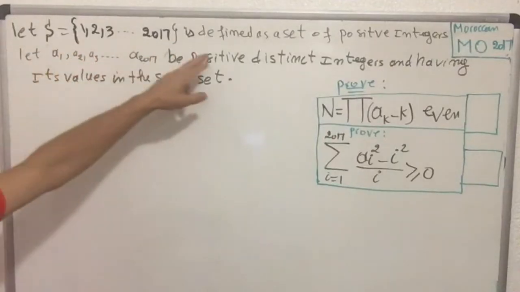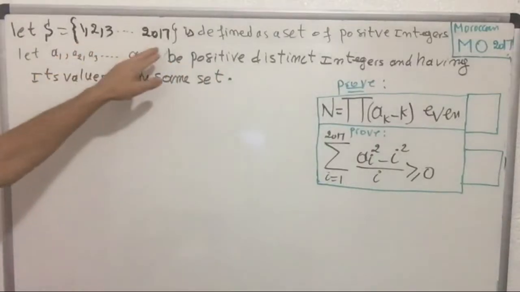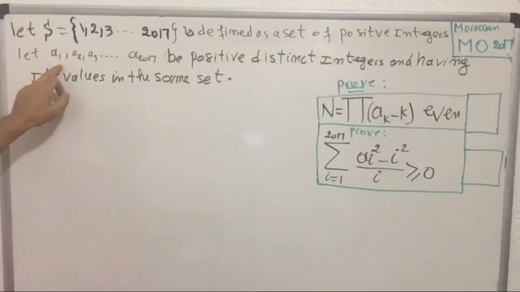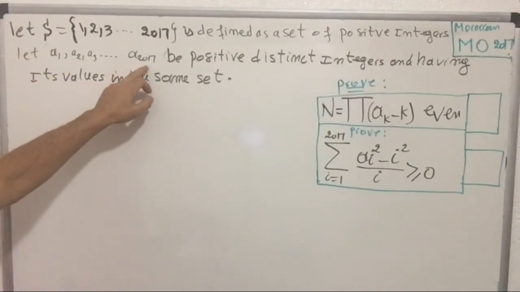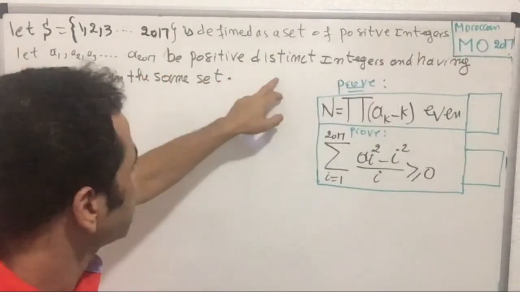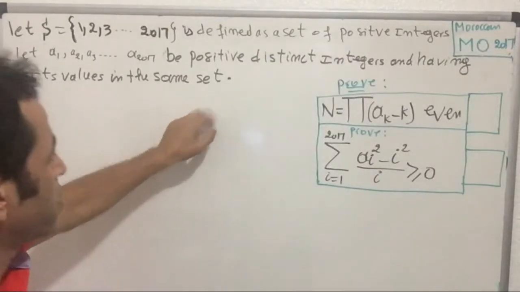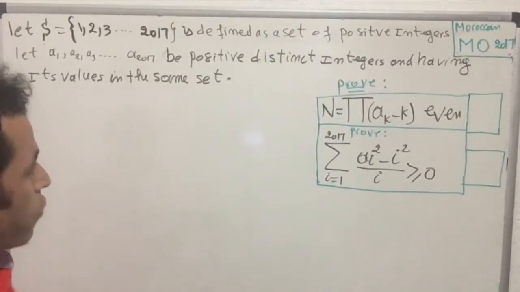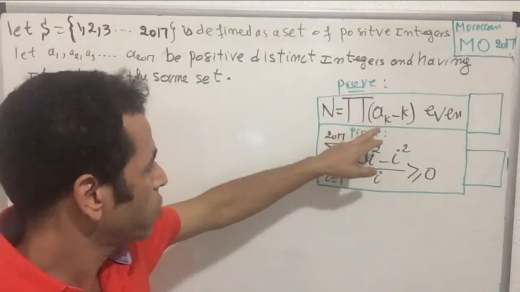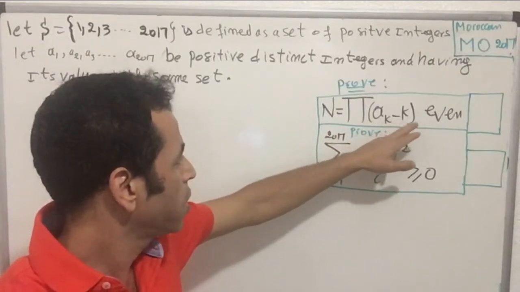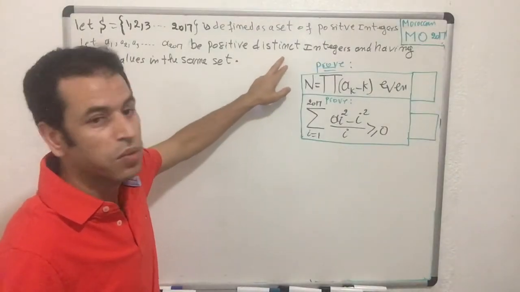Let S be defined as a set of positive integers, the numbers from 1 to 2017. Let A sub 1, A sub 2, A sub 3, and so on, until you get the last term A sub 2017, be positive distinct integers having its values in the same set. So the first question: prove that N, capital N, equal to the product of A sub k minus k, is an even number. Okay, what does distinct mean?